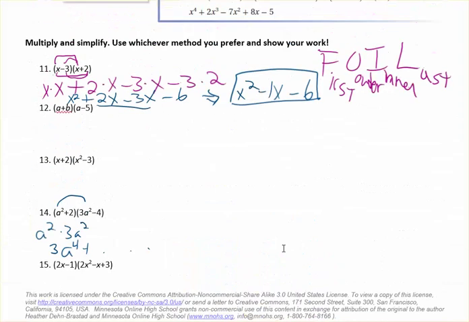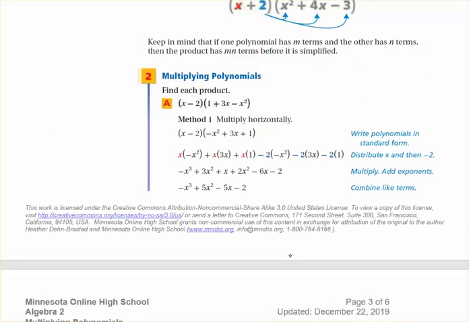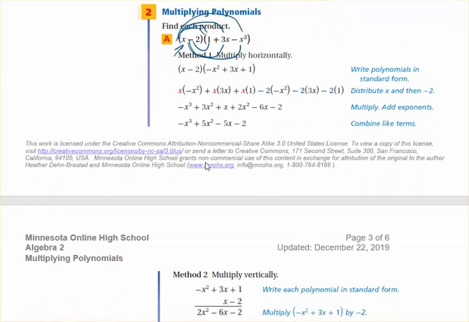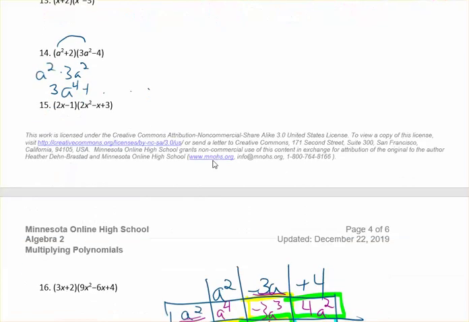You can multiply these horizontally or vertically as well, and you can do that by taking the distributive property as many times as you need to in the first parentheses. So in this 2a example, I would take x times 1, and then x times 3x, and then x times x squared, and then minus 2 times 1, minus 2 times 3x, and minus 2 times minus x squared. And if there was another term in this parentheses, then I'd have to do it one more time. So it's just doing the distributive property as many times as you need to based on how many terms are in the first parentheses.